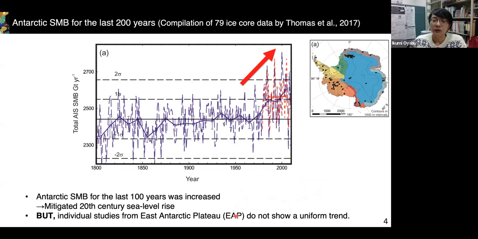The analysis of the total Antarctic SMB derived from the database suggested that snow accumulation had significantly increased in the 20th century. But if I focus on the East Antarctic Plateau, individual studies do not show a uniform trend over the last century. Some sites showed an increase in accumulation rate, while others showed a decrease. Such inconsistent trend of the surface mass balance over the East Antarctic Plateau may be related to their locations relative to the ice ridges and predominant wind directions, or the influences of atmospheric circulation patterns.